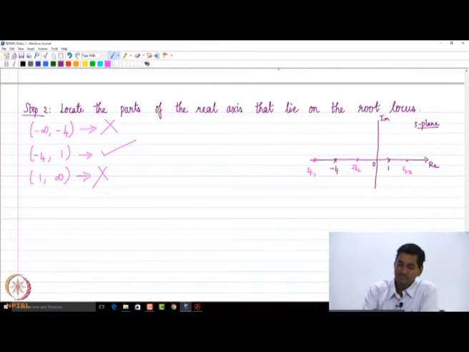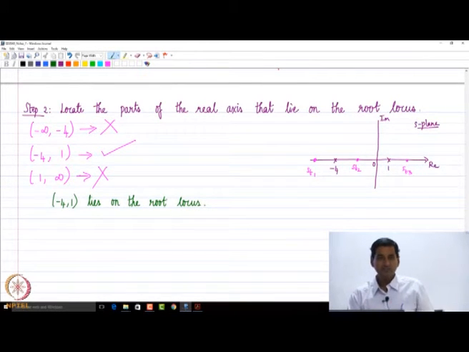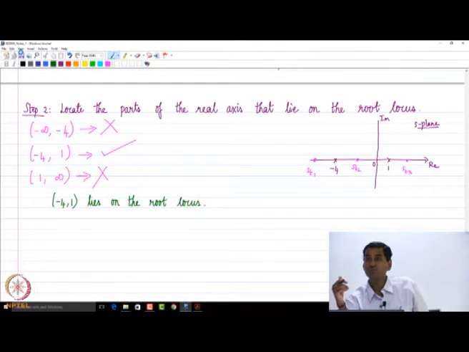This consequently tells me that the only portion which lies on the root locus is the region between minus 4 to plus 1 on the real axis. Of course, we are going to do more steps, but as far as the real axis is concerned, for this example minus 4 to 1 is the only portion that lies on the root locus.